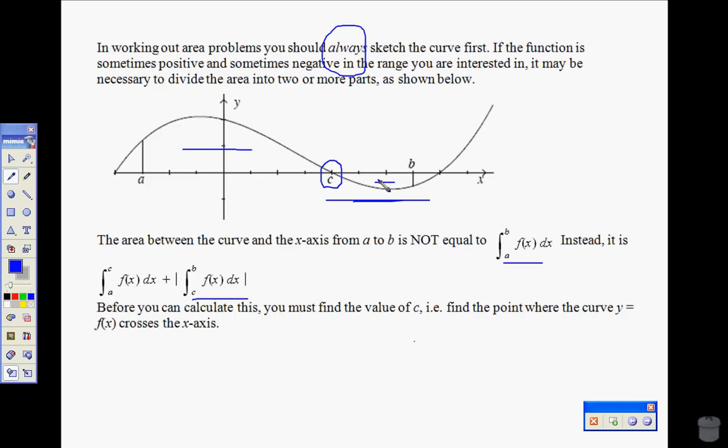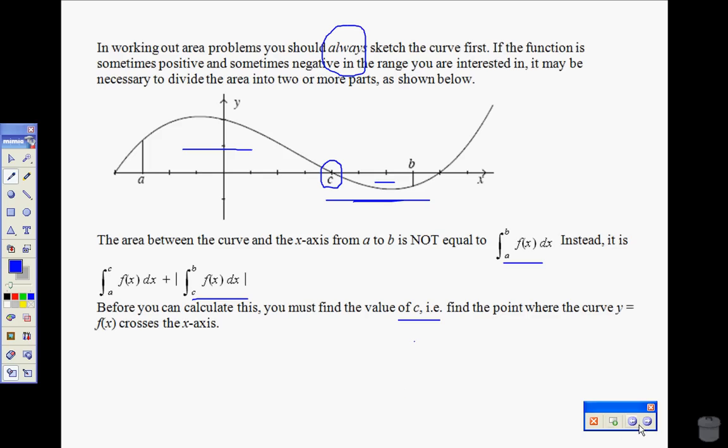A lot of times in the problems, the first part of the problem is to find the value of this value c. Where does it cross the x-axis? So we know where we're going to have our limits of integration. That's often worked in together, so a little bit of algebra to do to start off with.